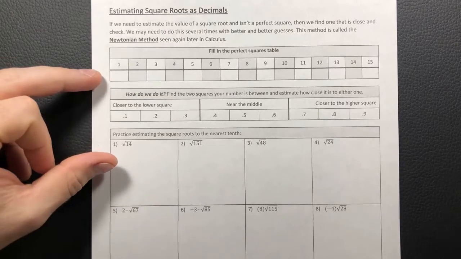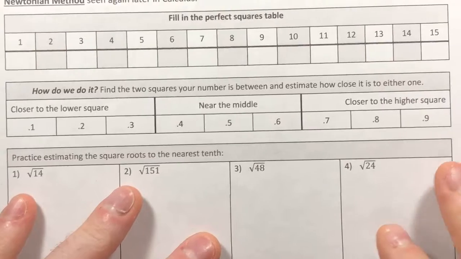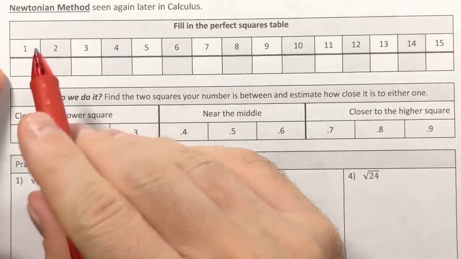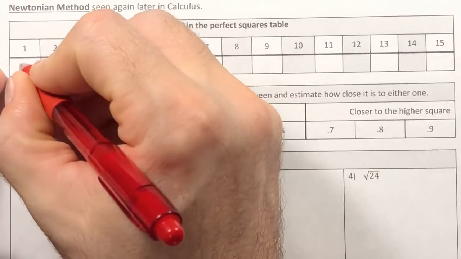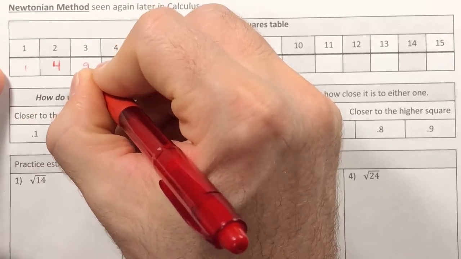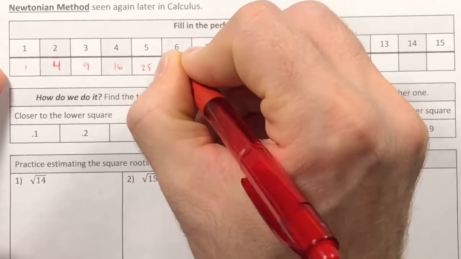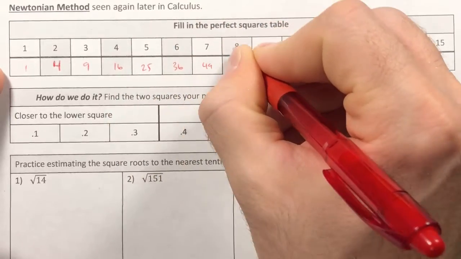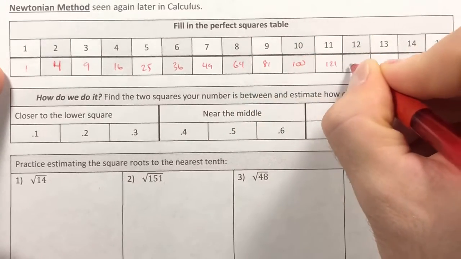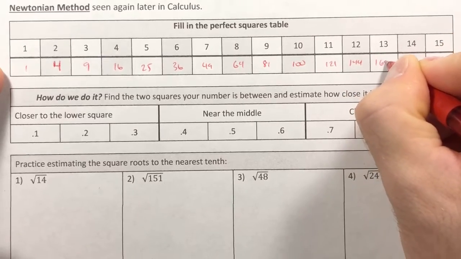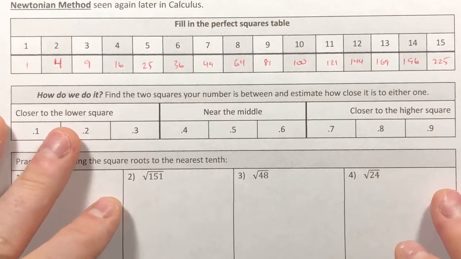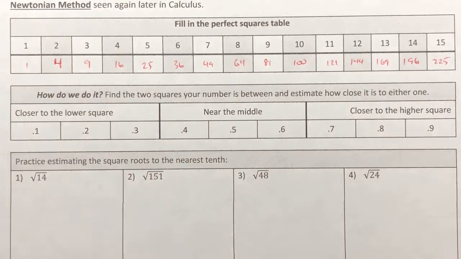So the first thing that we want to do is go ahead and fill out our perfect square tables. So 1 times 1 is going to be 1. 2 by 2 is 4. 3 by 3 is 9. 4 by 4 is 16. 25, 36, 49, 64, 81, 100, 121, 144, 169, 196, and 225. So we've got our list of perfect squares. This is going to be necessary in order to evaluate what we have.